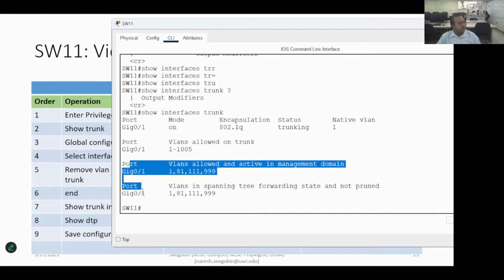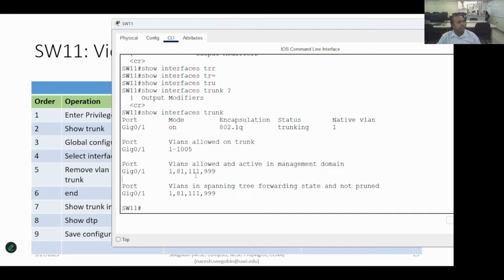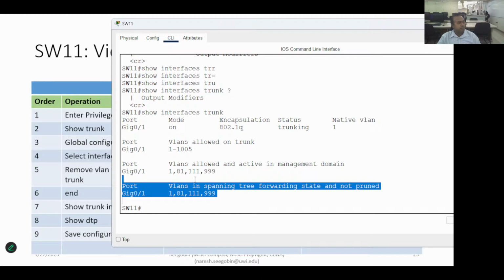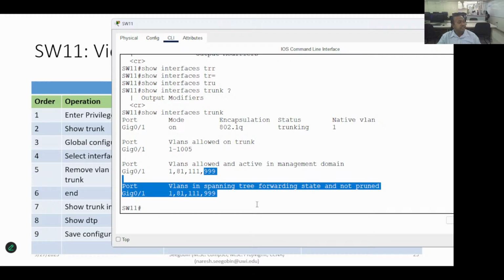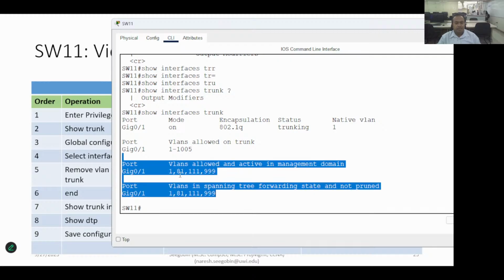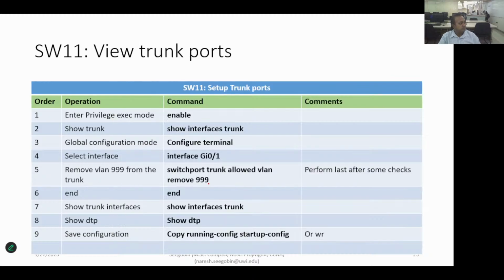Right. So the next two are VLANs allowed and active in the management domain, and then you have VLANs in spanning tree forwarding state and not pruned. We'll talk about spanning tree later on in terms of loops, but we're going to start to prune some VLANs here. Remember the black hole VLAN is not supposed to be seen here, because that means this black hole VLAN would be seen by another switch, and traffic from one will flow to the other one, which we don't want. So switchport trunk allowed VLAN, and you're going to remove 999.